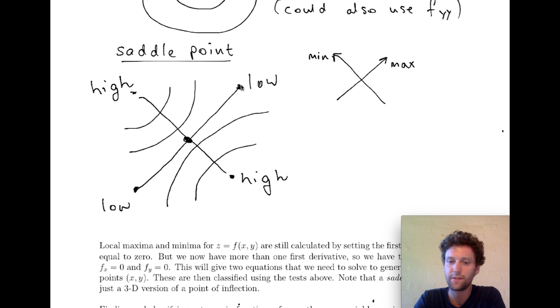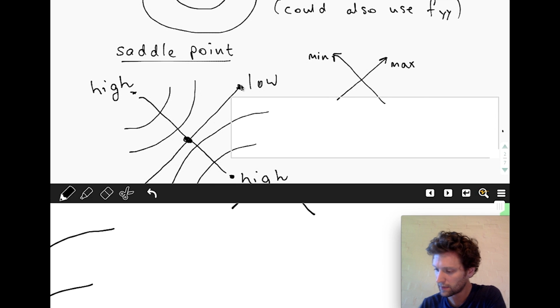Okay, so how do we identify that what we're actually looking at is something that has open contours like this, a saddle point? Well, what we're going to do is use a new test. It's called the second derivative test for functions of two variables. And it involves the following function.